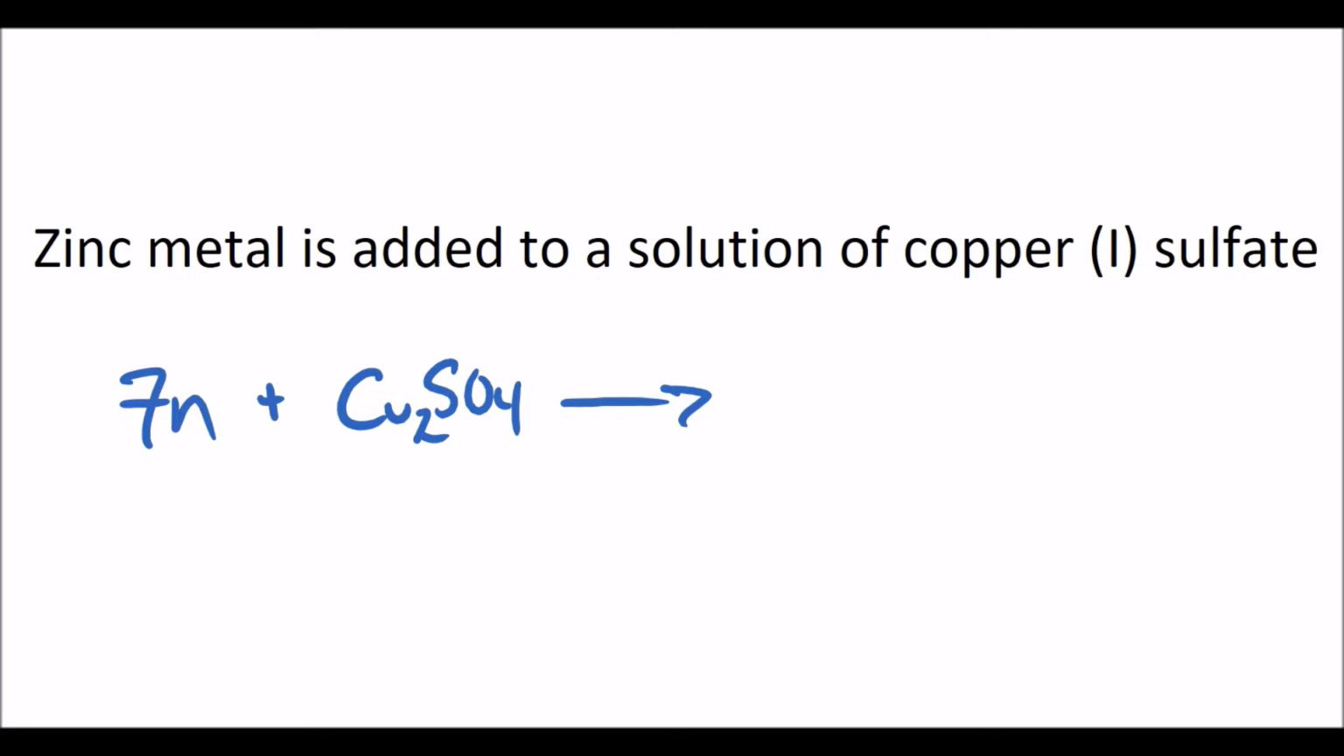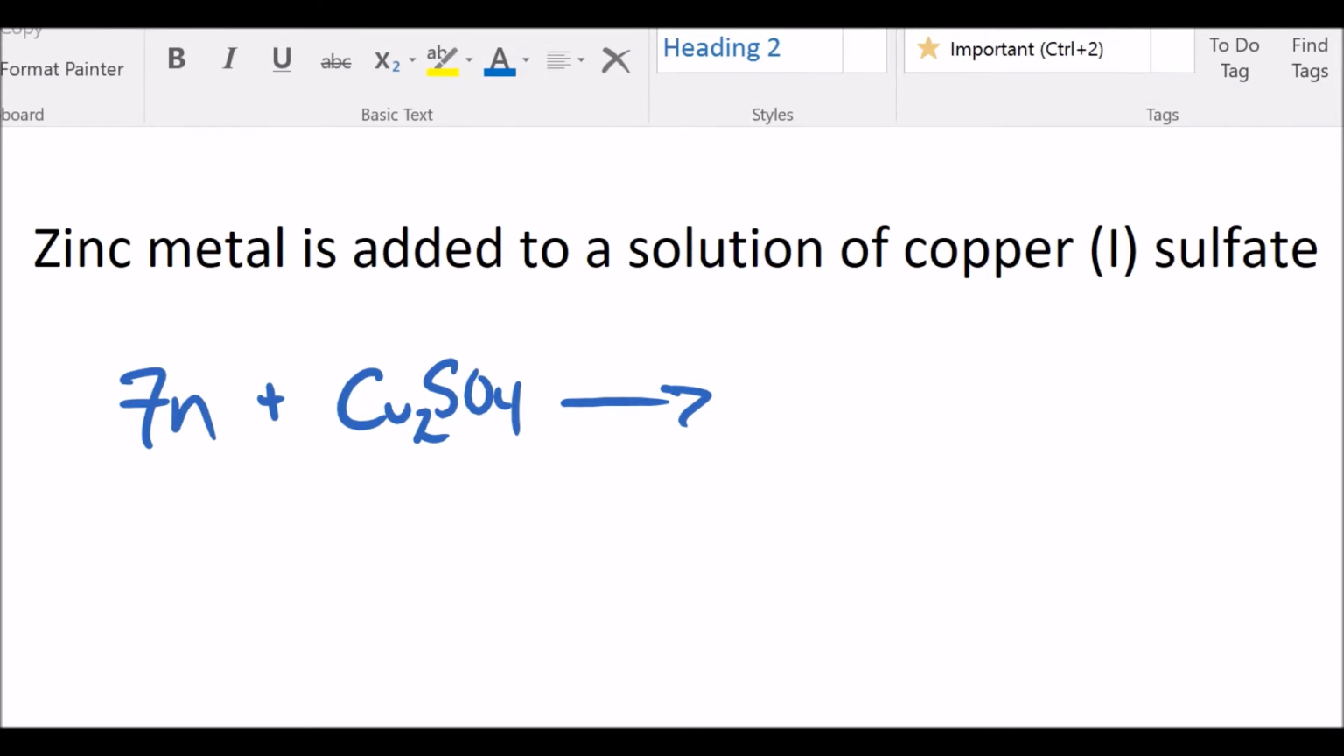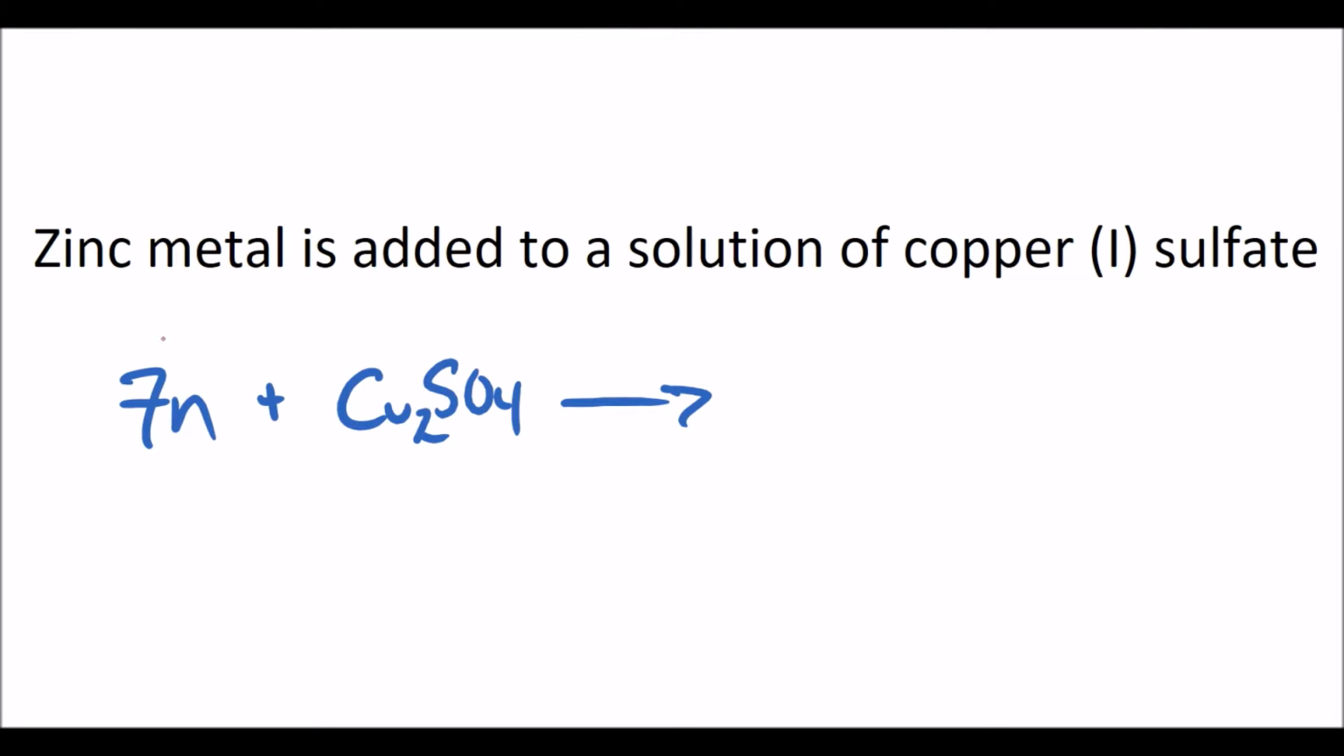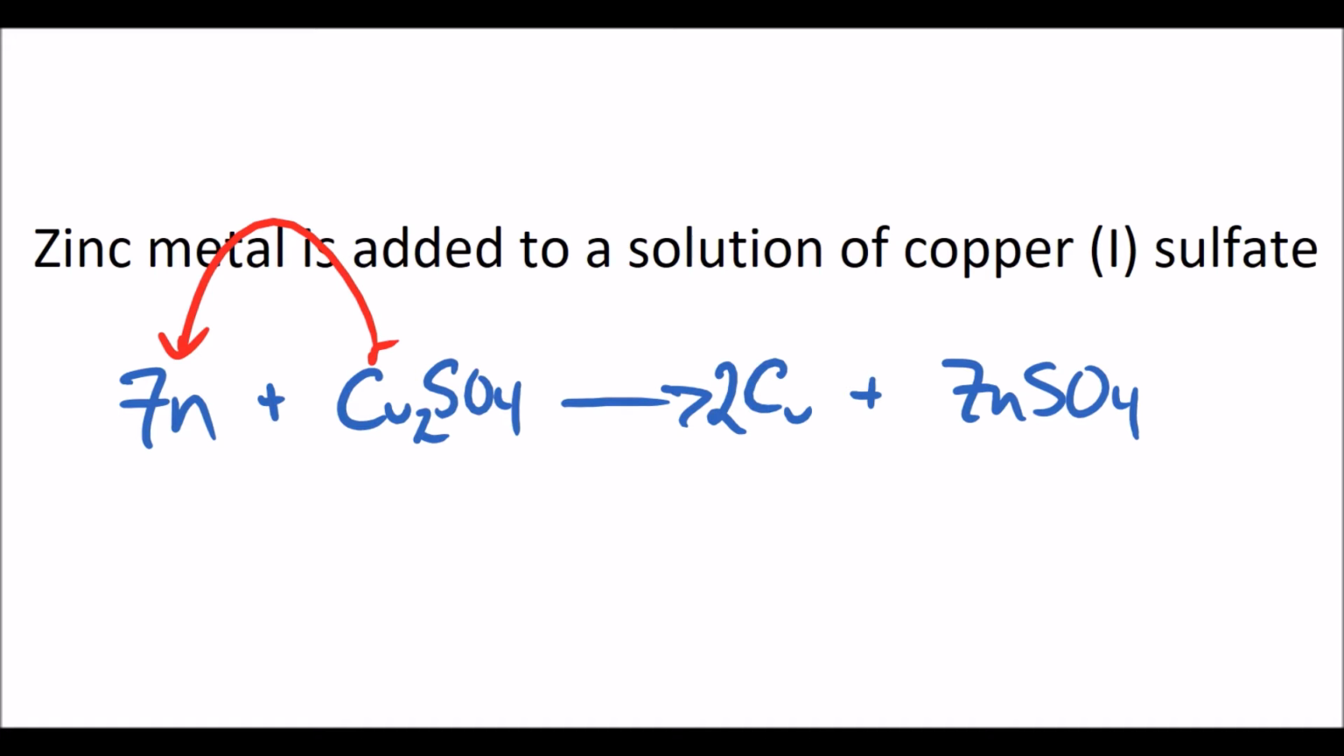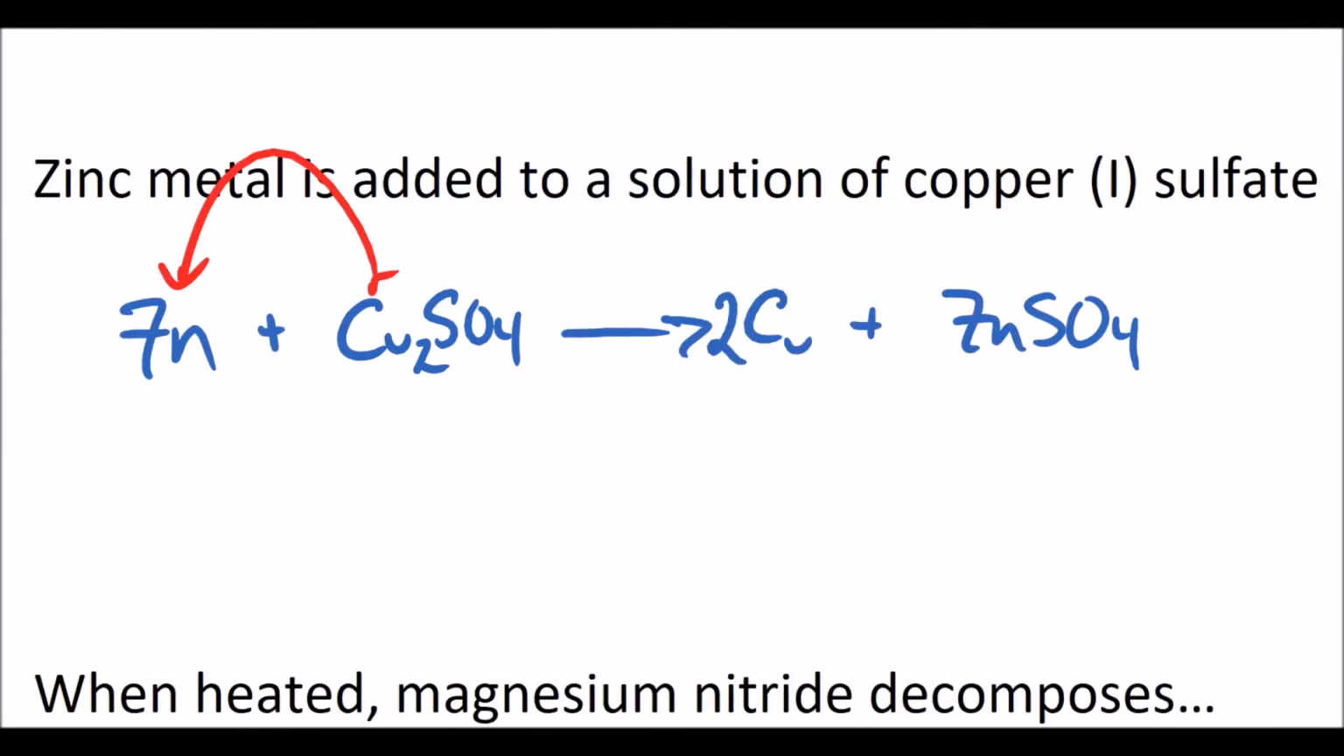This looks like a single replacement reaction, so we can predict that the zinc and the copper will switch places. That is to say, the zinc will displace the copper. That will yield solid copper and zinc sulfate. Zinc ions have a charge of +2, sulfate a charge of -2, so that's balanced. Now we just need to balance the equation. There's 2 coppers on the left, and now 2 coppers on the right, and it's balanced.